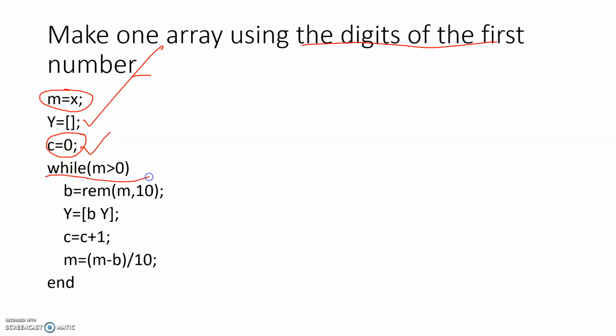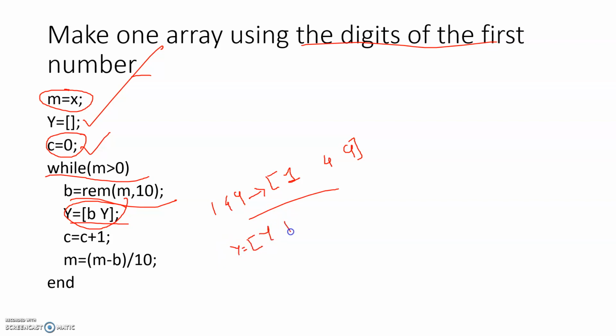Then while m greater than 0, b equal to remainder m comma 10, y equal to y b. So we are storing that particular number in proper order, like suppose 149 is the input number by the user, then the array which will be created will contain first element as 1, second element as 4, third element as 9. That is why I have written y equal to y b, but if you write y equal to b y, then what will happen? First 9 will be stored, first element of the array will be 9, then 4, then 1.